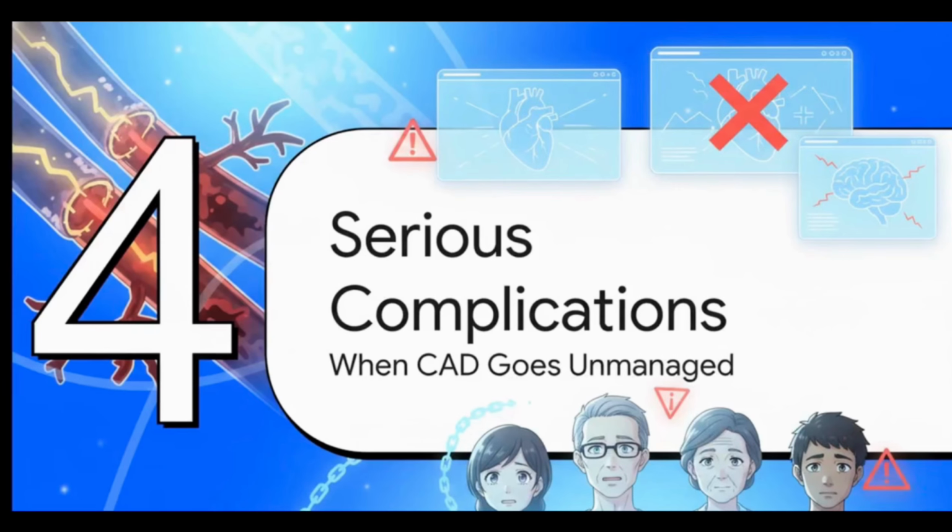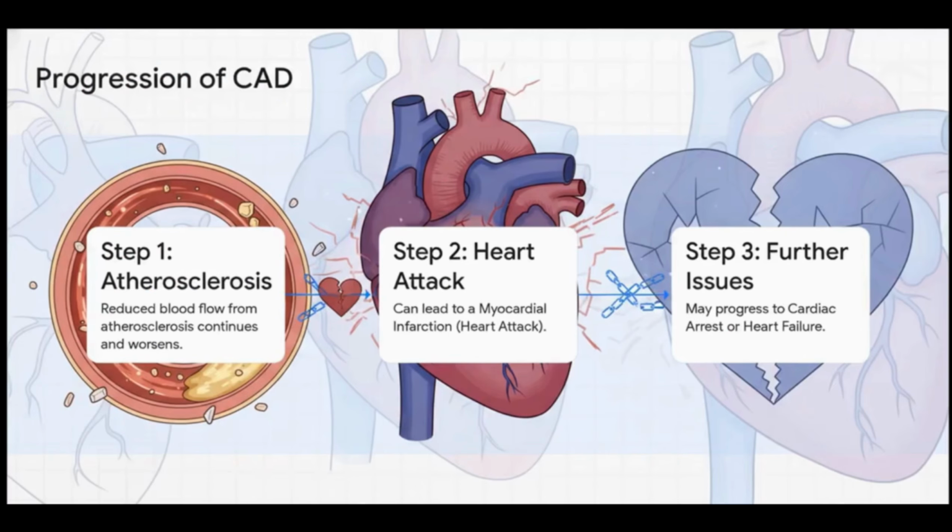Now, let's look at what can happen if coronary artery disease goes unmanaged. The narrowing caused by atherosclerosis can progress to a heart attack, also known as myocardial infarction, which can then lead to cardiac arrest or even heart failure. Arrhythmias, that is, irregular heart rhythms, are also a complication of CAD.